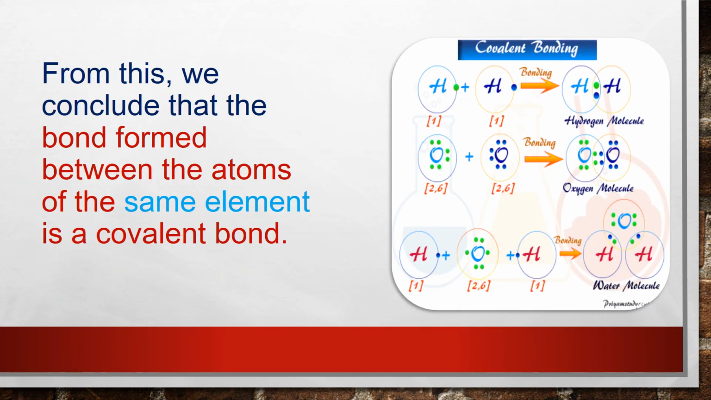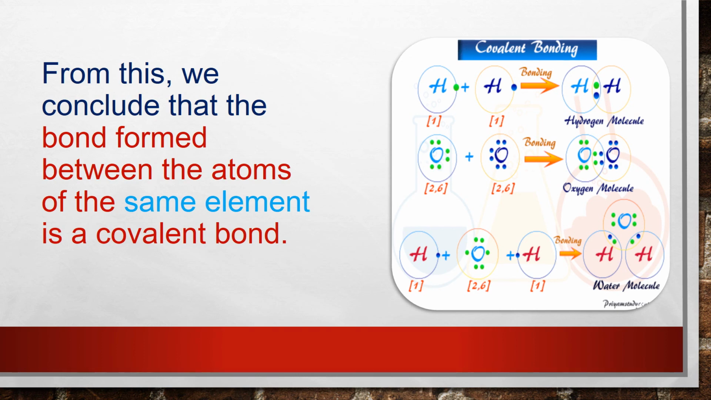From this we conclude that the bond formed between the atoms of the same element is called a covalent bond. See here, the hydrogen atoms combine, each valence electron, one here and one here, is shared, so the outermost shell is filled with two. This outermost electron sharing forms the hydrogen molecule, so the atom will be stable.